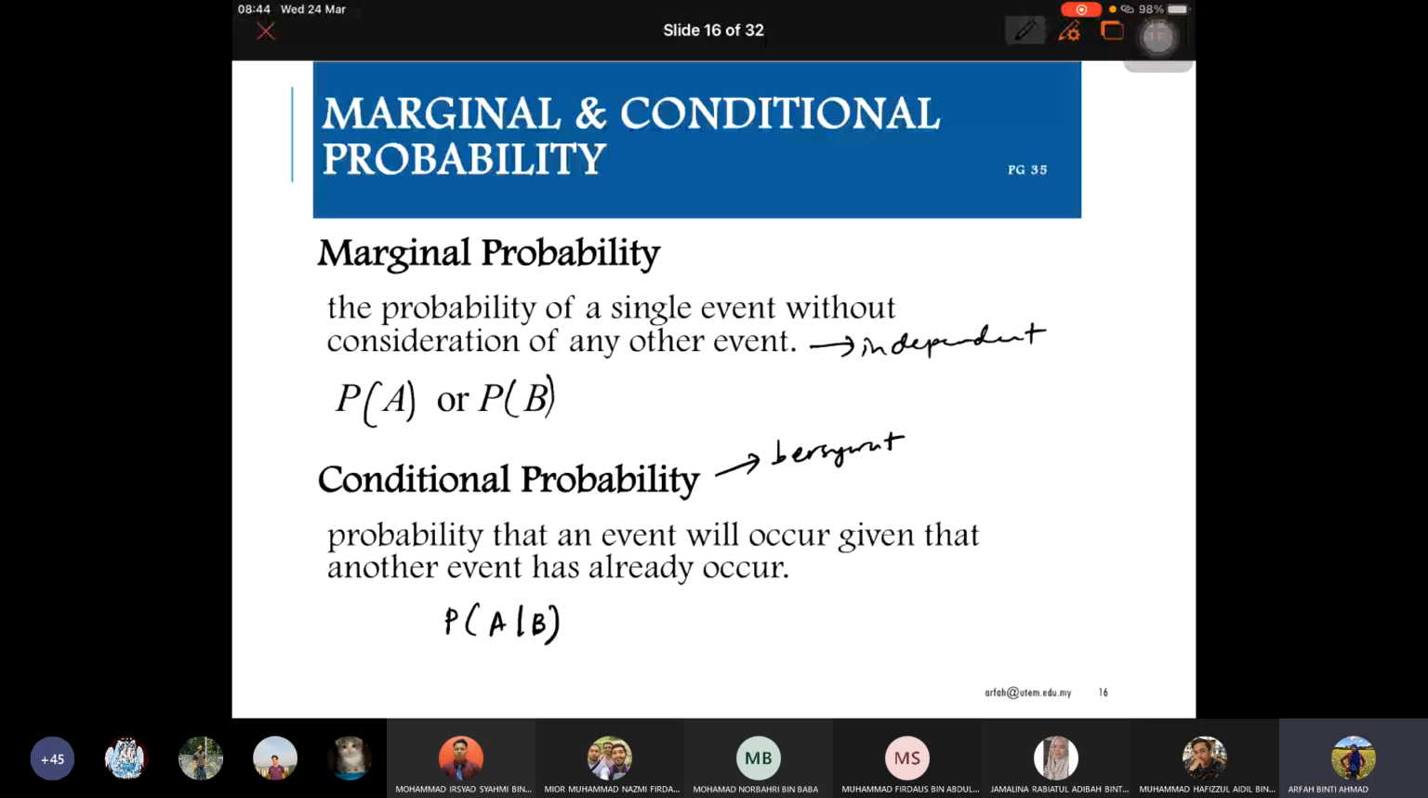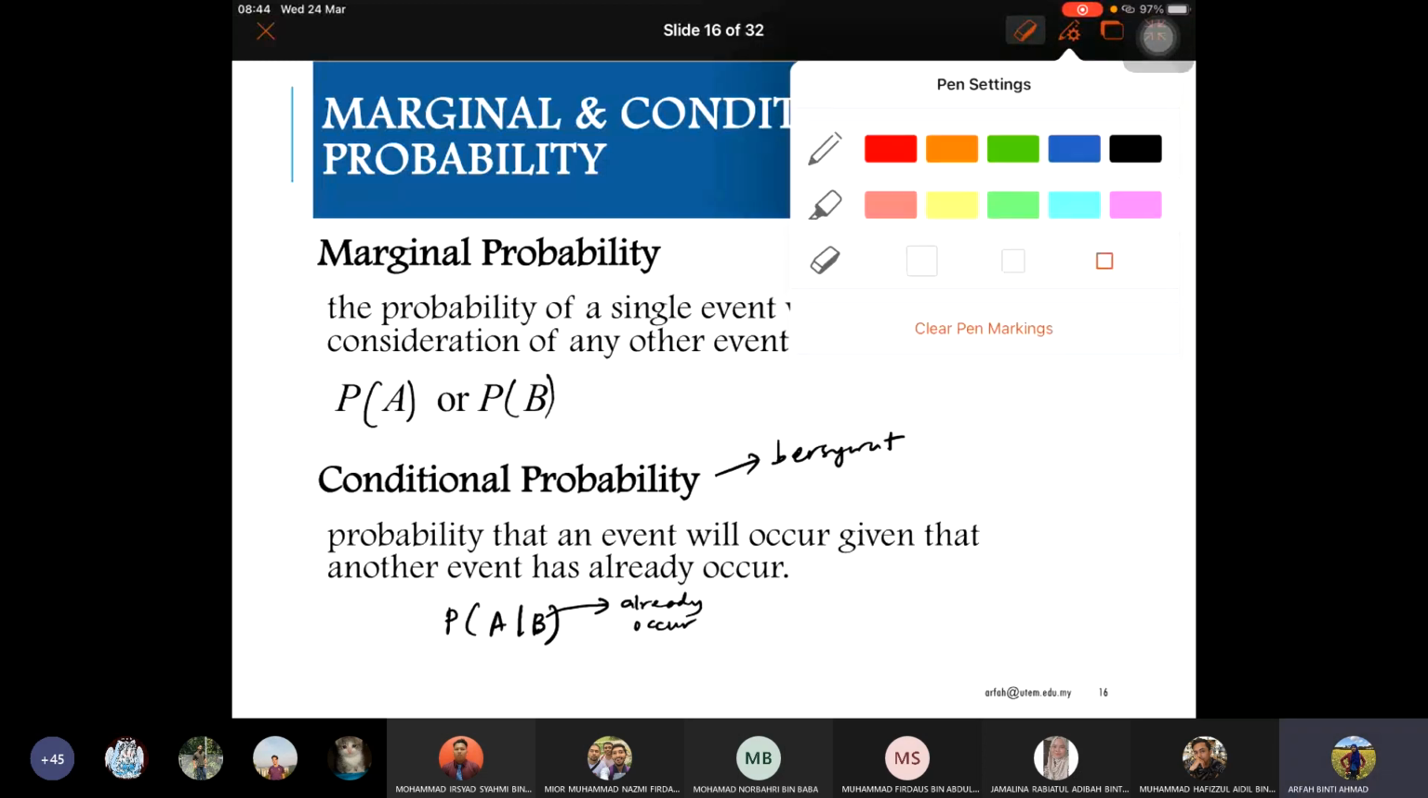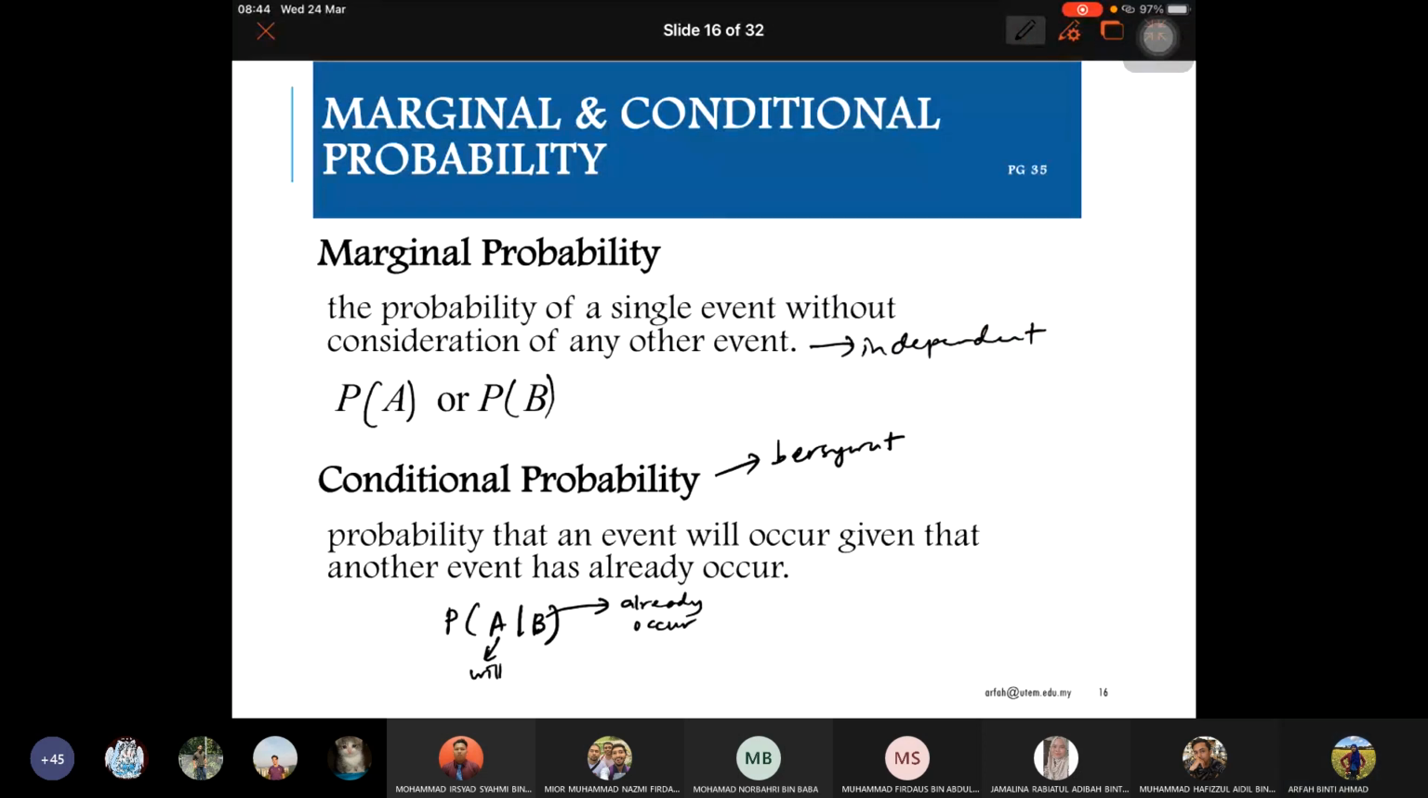This is given. A given B. Dia akan tanda stroke ni. Yang ini, in this case, B already occur. And A is the one that will occur. Okay. Yang akan berlaku. A is the event that will occur, akan berlaku in the future. Ini adalah konsep conditional probability. So you have to understand each concept of this one. Then only baru kita boleh tengok.